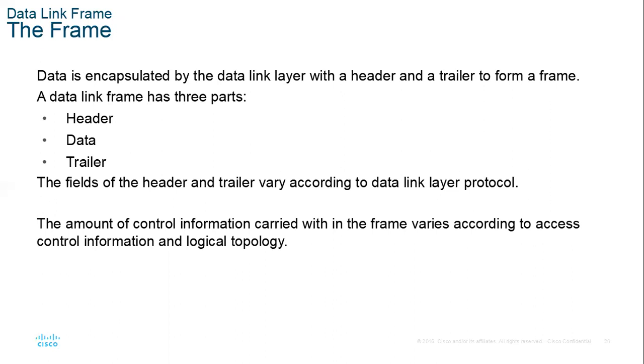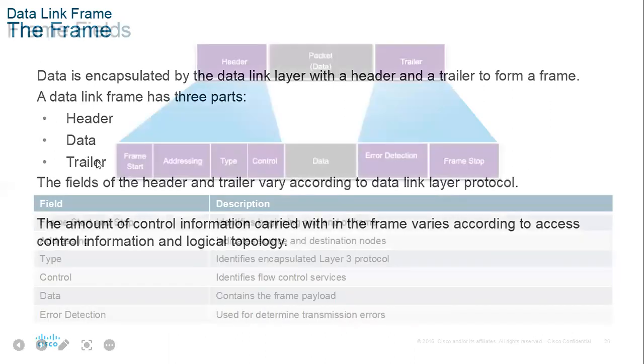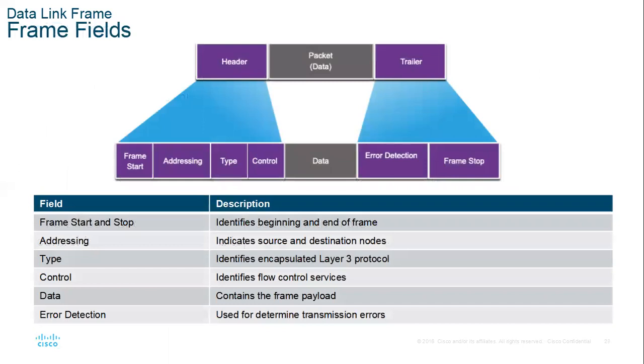Because you cannot communicate without some kind of information. So the header, data, and trailer has all of that info. The fields and what information they hold: frame start and stop, the beginning and end of the frame, the source, destination, the encapsulated layer 3 protocol, the flow control services, and the payload, that data, whatever you're transmitting, which is this guy.